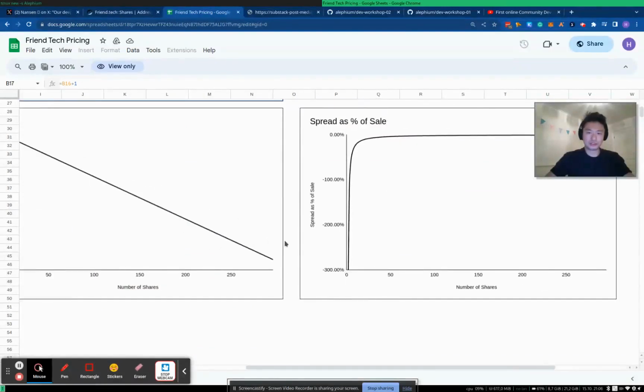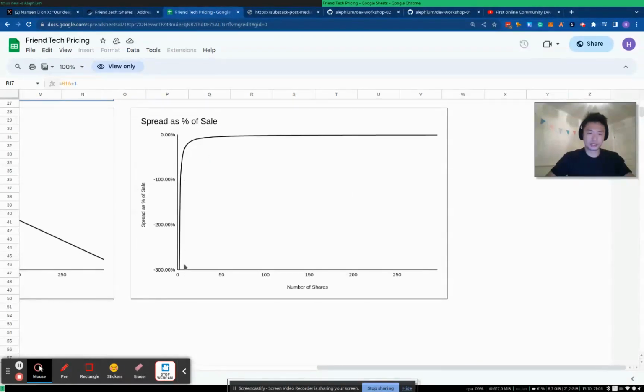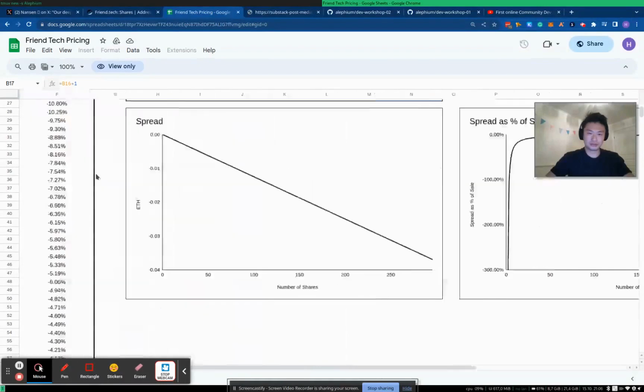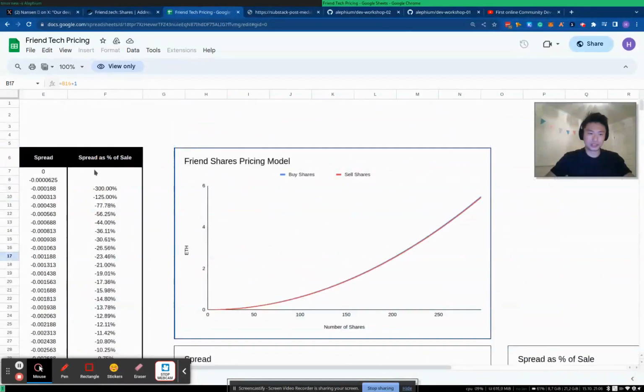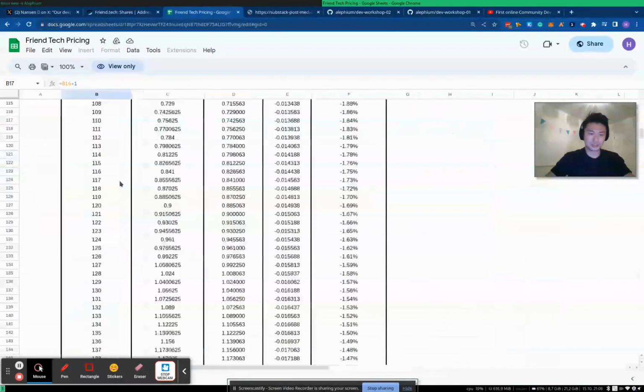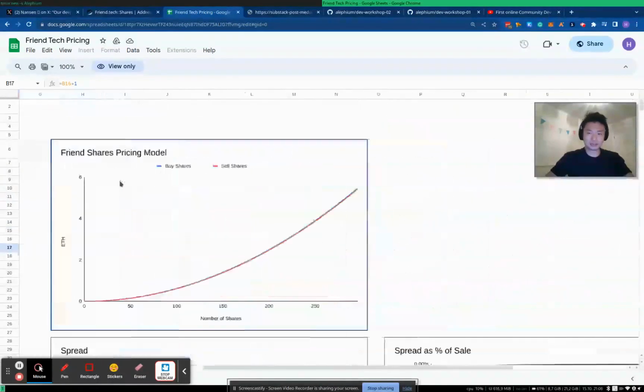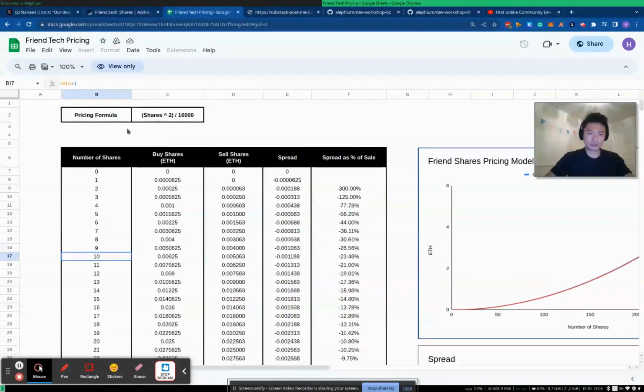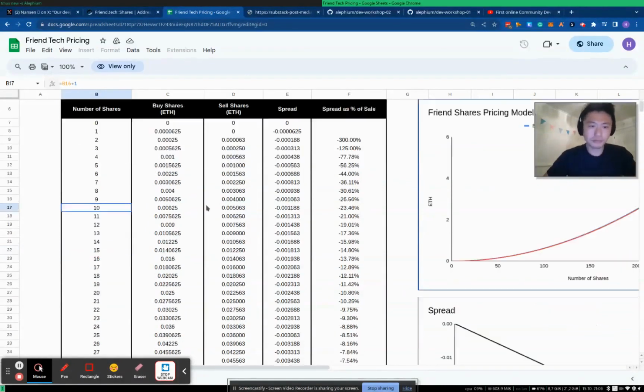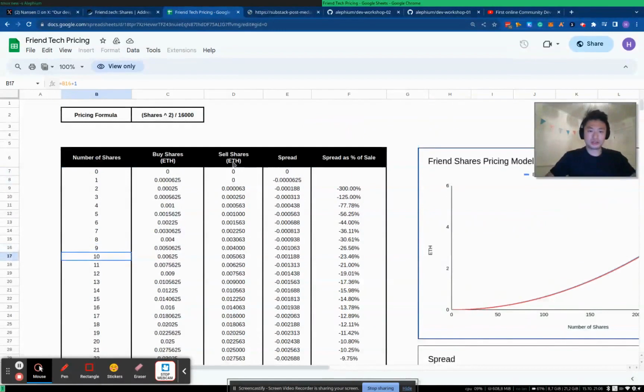And if you draw the spread as a percentage of sales, you get this graph. Basically, it moves towards 0. And this graph shows that the price of each share grows exponentially in relation to the number of shares here. Basically it represents this price formula. So yeah, this is basically how Friend.Tech works.